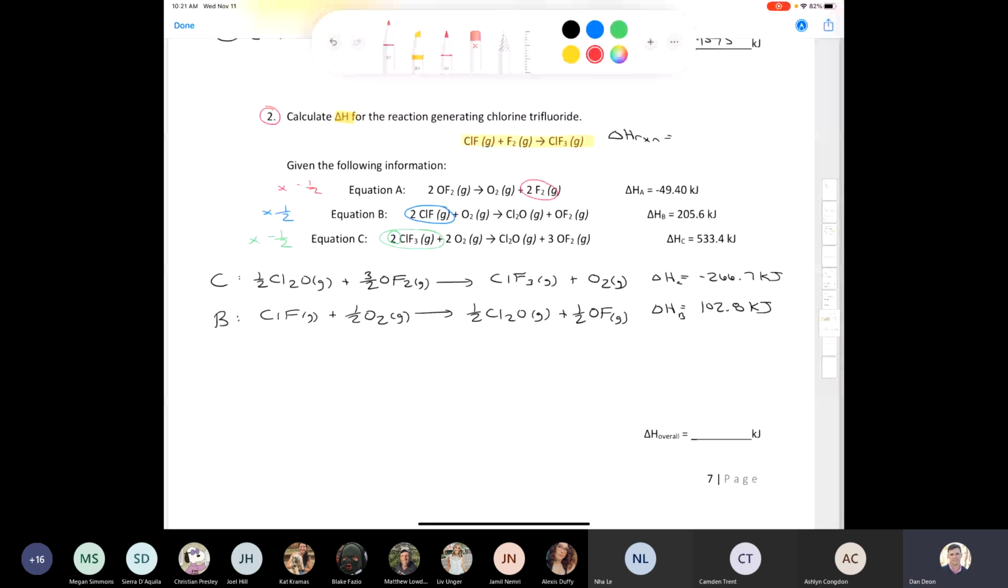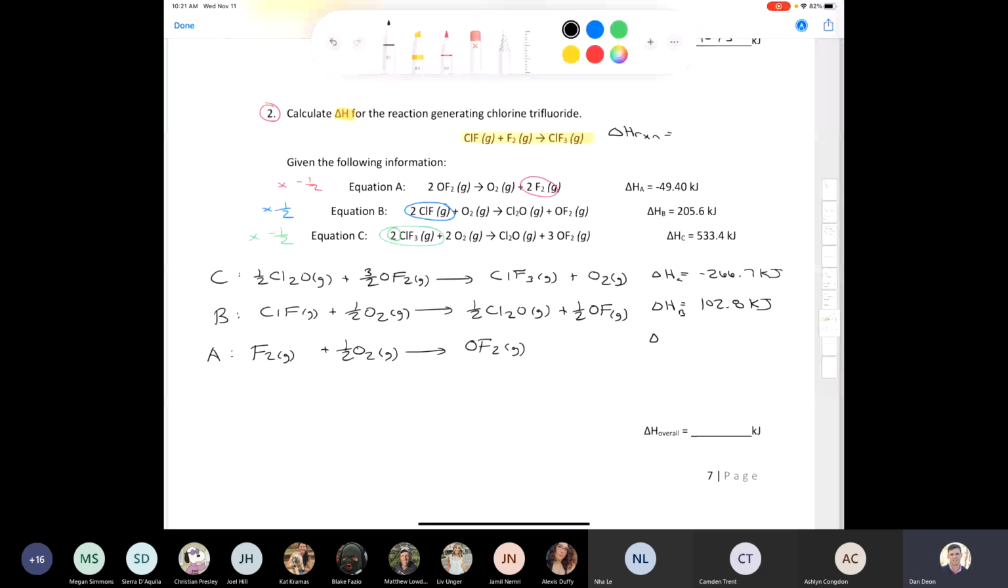So let's write down what we're going to have for equation A. It's going to be equal to F2 in the gaseous phase plus 1/2 mole of oxygen. It's going to give us OF2 in the gaseous phase, like that. And when I multiply that by -1/2, delta HA, I've done it here. Where is it? I get 24.7 kilojoules.